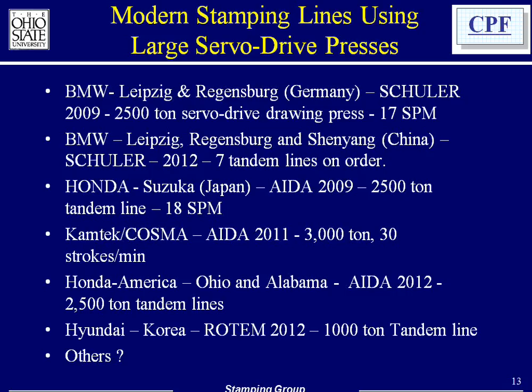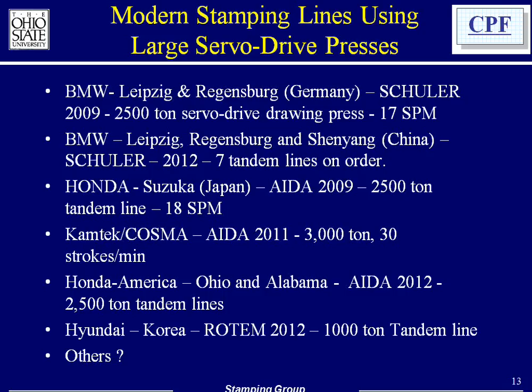In this slide 13, you see some of the presses that have been installed or are being installed in Germany. As you can imagine, German companies are using Schuler. That's their major press supplier. In Japan, there is Komatsu and Aida, and I have some examples here.